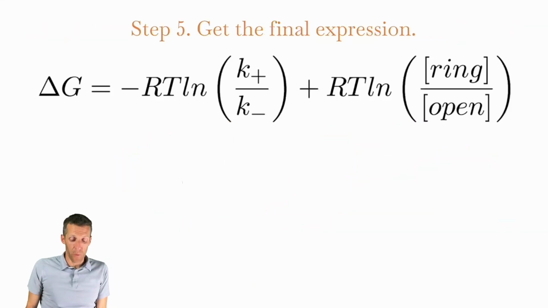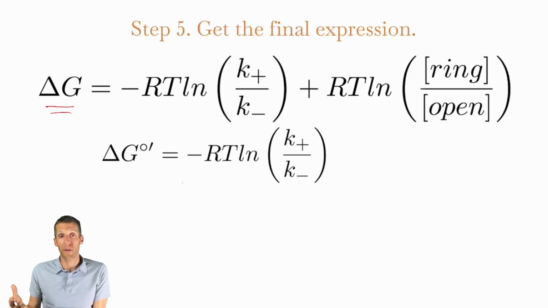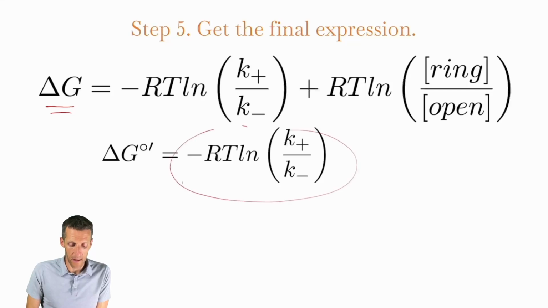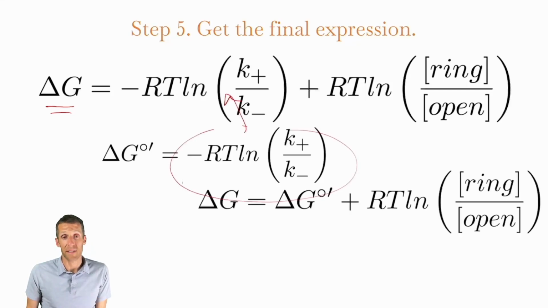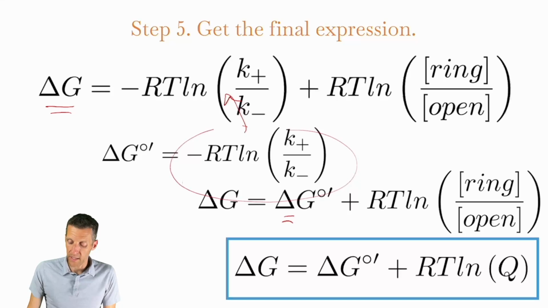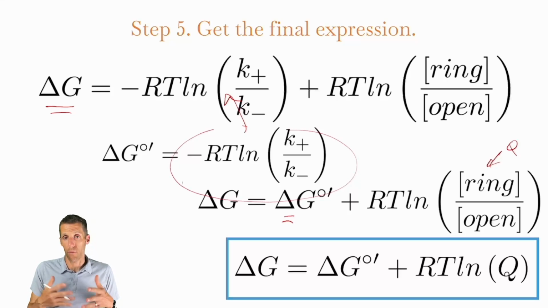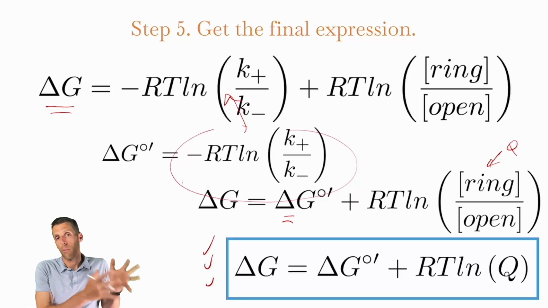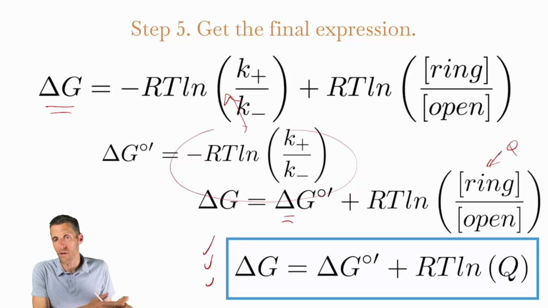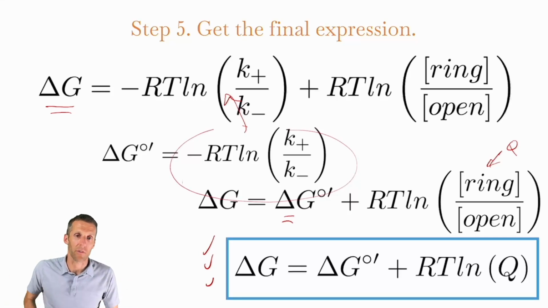Okay, so we now have an expression for delta G naught prime. I've just gone back to our original delta G: delta G equals RT log of K plus over K minus, and then ring over open. We have the expression we just found for delta G naught prime. Hey, look at that, that's the same as this, so we can substitute it in. We can say delta G equals delta G naught prime plus RT log of ring over open. Finally, this is just our products at current conditions over reactants under current conditions, so that's Q. So we've gotten all the way there. We've gone from minus RT log of the probability of forward over reverse to this more standard looking thermodynamics equation.